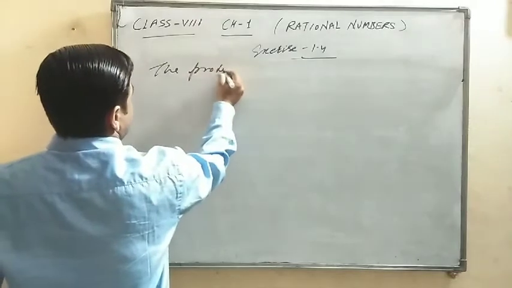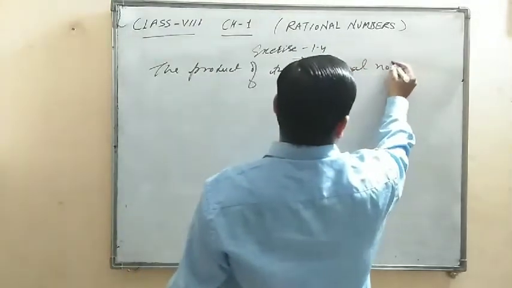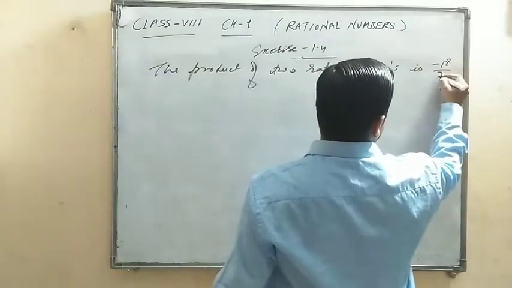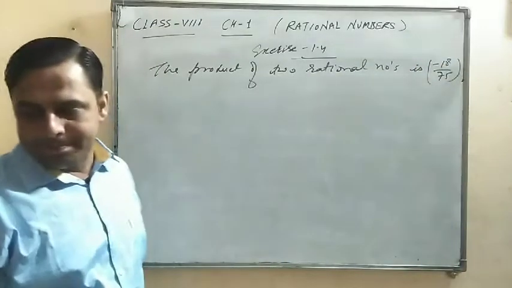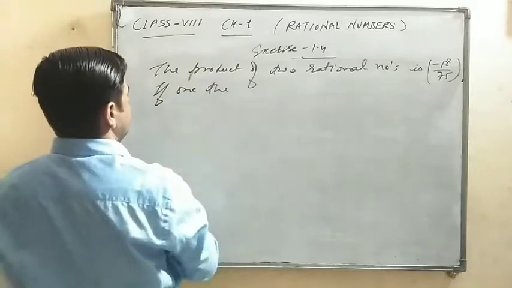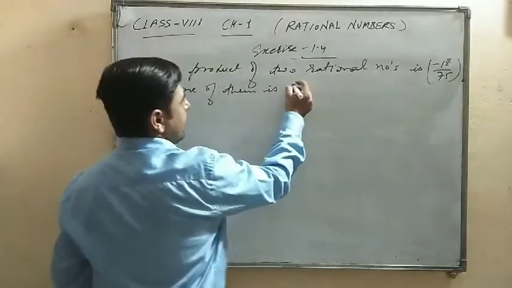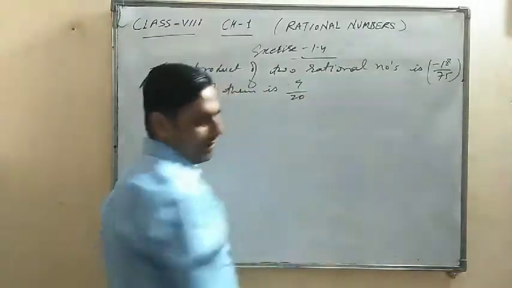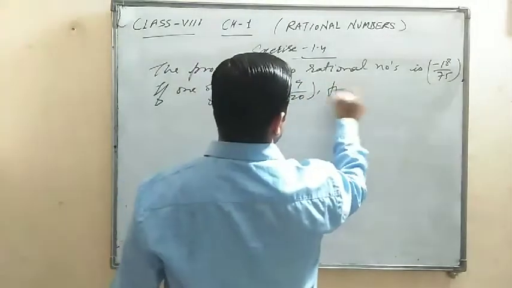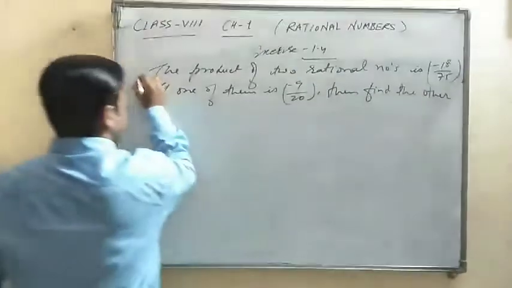The product of two rational numbers is minus 18 upon 75. If one of the rational numbers is minus 9 upon 20, then find the other rational number.